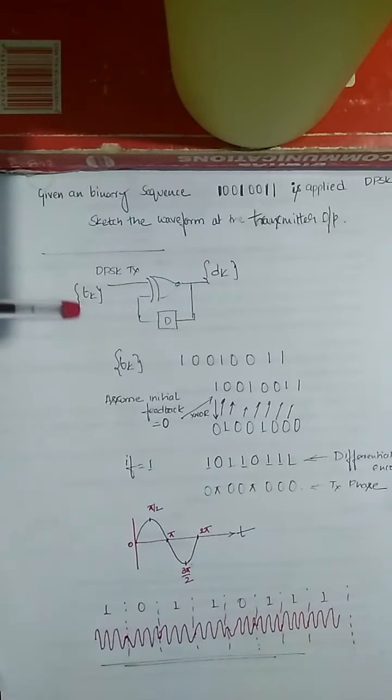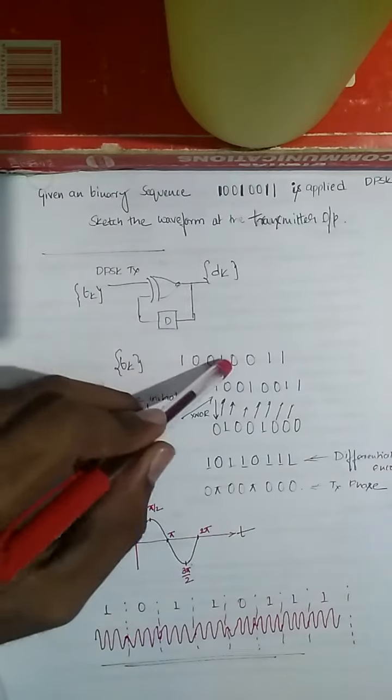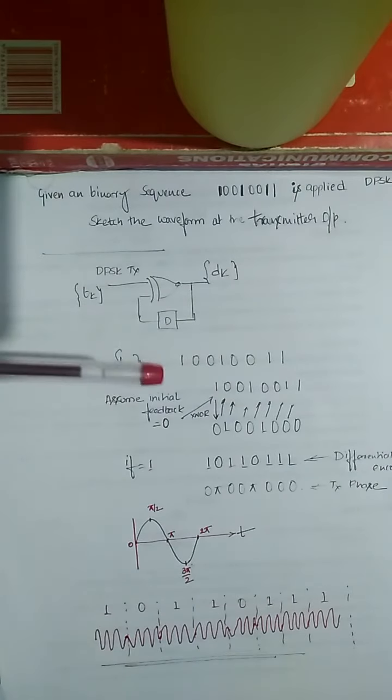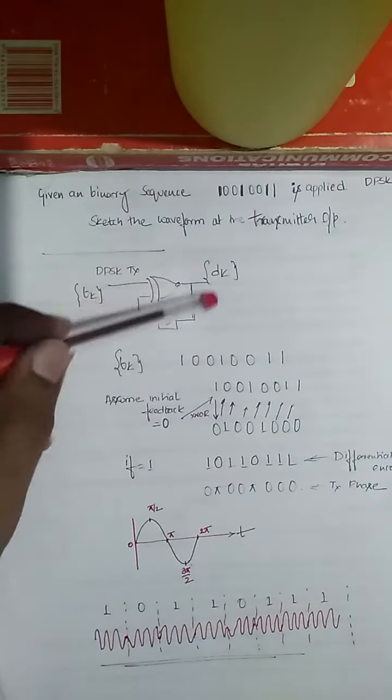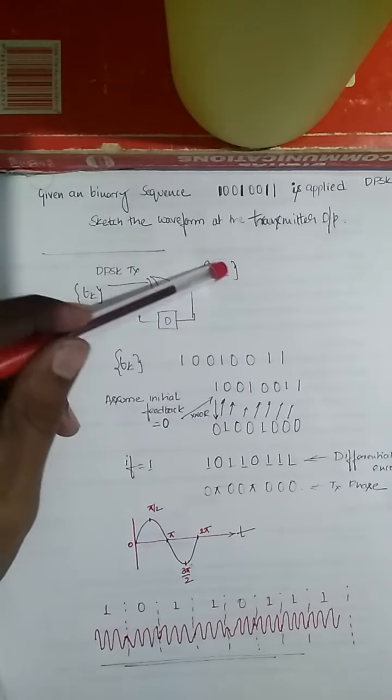So I have an input message signal, a binary data sequence given as 1010011, and that is XNORed with a delayed version of d of k.